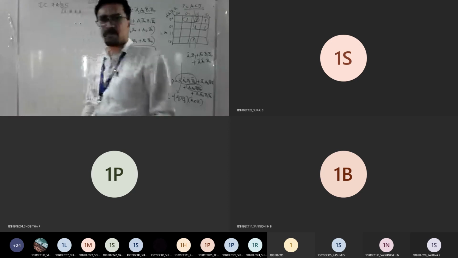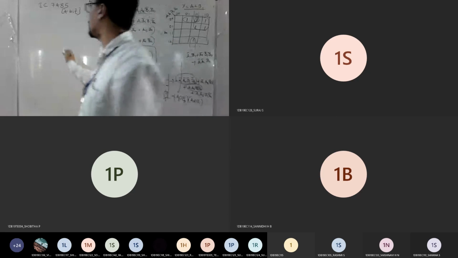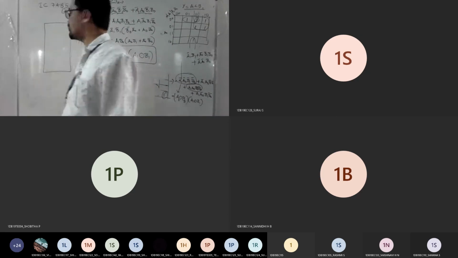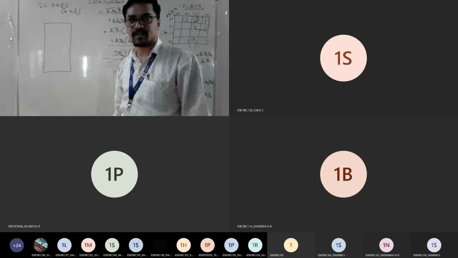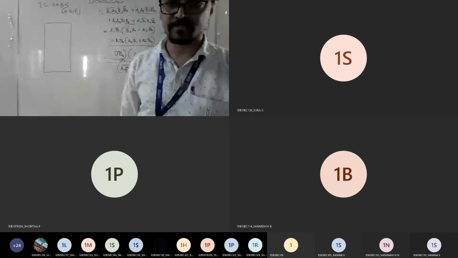So IC 7485, the last part, comparator. You just need to have a pin diagram, that's it, and a symbol representation. This you are going to use in the laboratory. Whenever they ask you to design a 4-bit comparator, you need to make use of the 7485 IC.